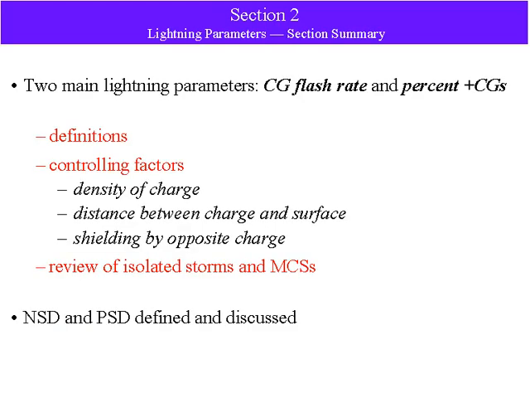Summarizing Section 2, we defined the two main lightning parameters, the CG flash rate and the percent positive CGs. We also talked about the controlling factors: the density of charge, the distance between the charge and the surface, and the amount of shielding by the opposite charge. And finally, we discussed and defined NSD and PSD.